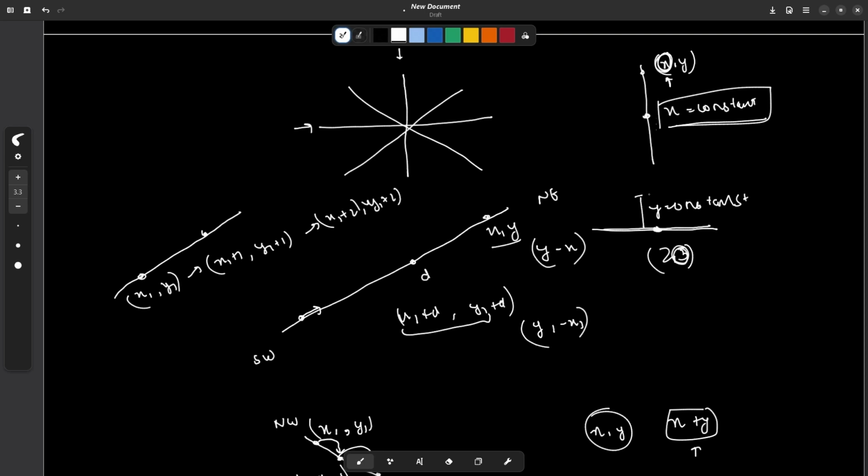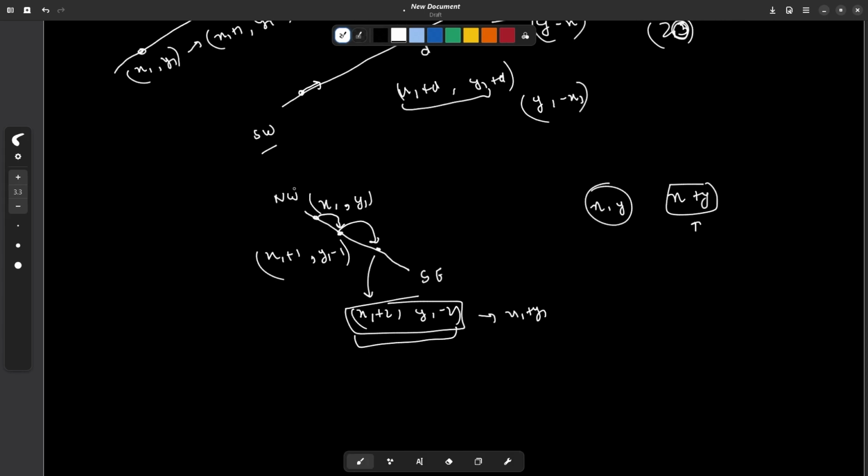For the horizontal line, the value of y should be constant. For this line running from southwest to northeast, the difference between y and x should be constant. And for this particular line running from northwest to southeast, the sum of the coordinates should be constant, right? So this is how you can solve this problem for all 4 of the lines independently. You can find your answer.